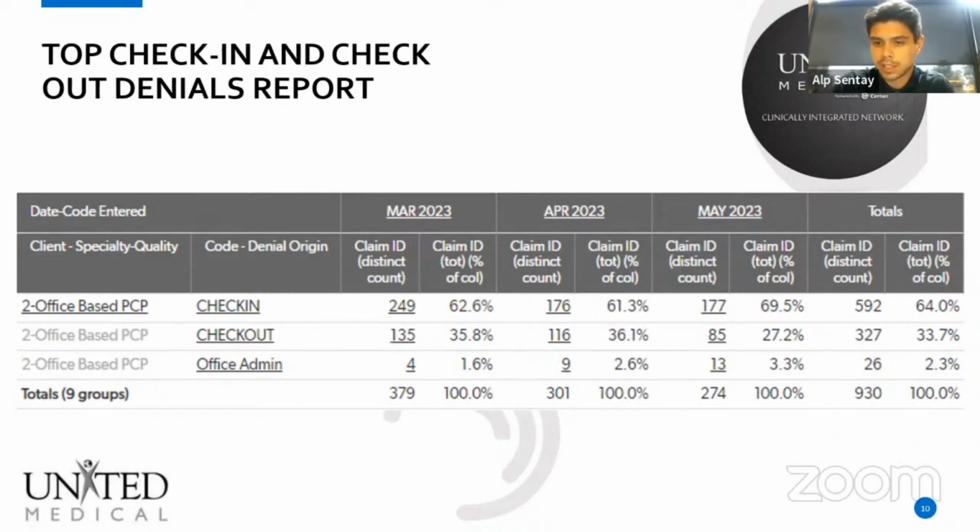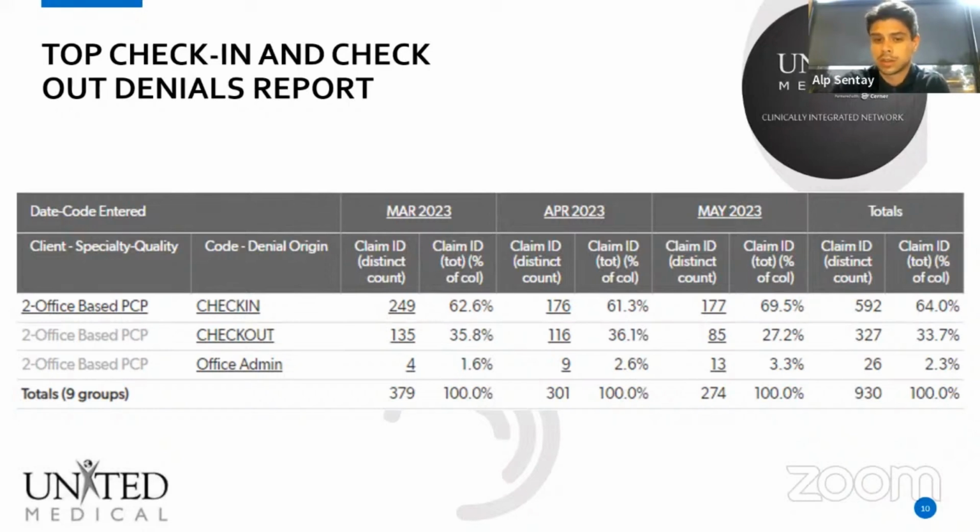So for example, in this case, we were able to see that in the last 3 months, there was a total of 930 denials entered, and 592 of these, which is equal to 64%, is coming from check-in related denials. And then 33.7% is coming due to checkout related denials. And then we also have a really, really small percentage coming from the office admin related denials.